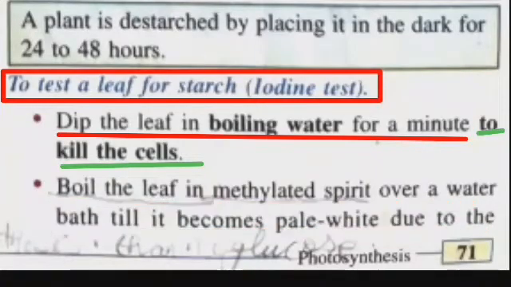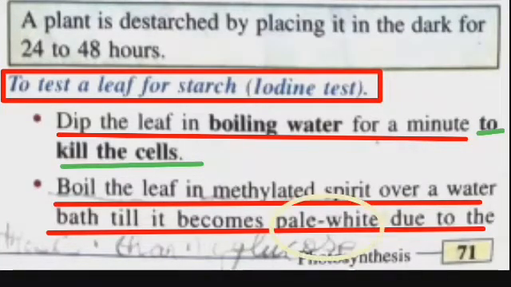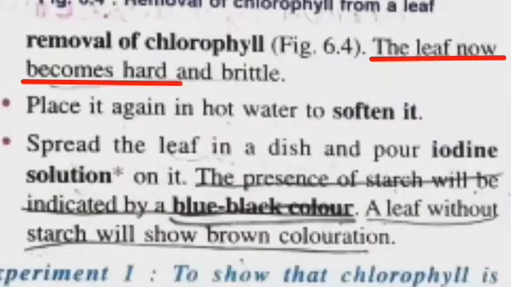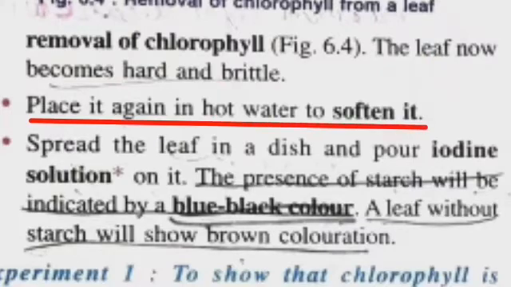The leaf will turn pale white, and since we have dipped this leaf in an alcohol or in a methylated spirit, the leaf will now become brittle and hard. Do you know what we mean by brittle? It can break into pieces if you hold it very firmly. Now this brittle leaf is dipped in hot water. Why? To make the leaf soft.